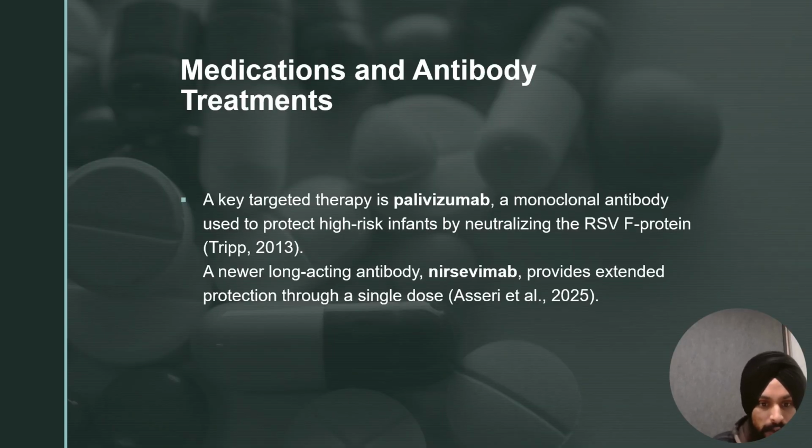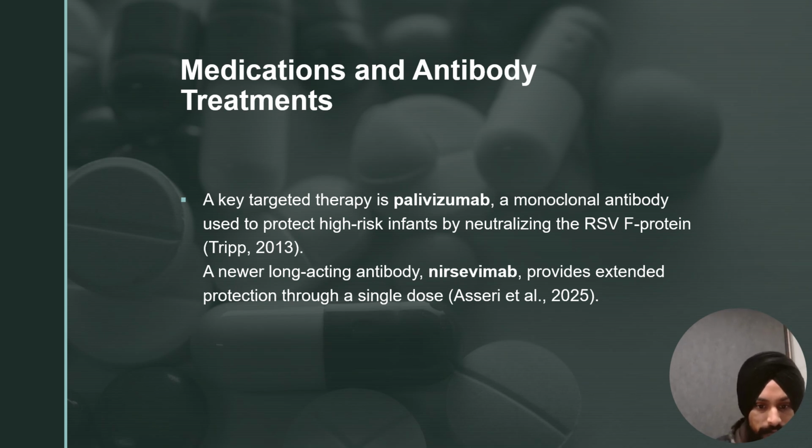Slide 10, antibody treatments. While we don't use direct antiviral medication for typical RSV infections, we do have special antibody treatments. Palivizumab is the monoclonal antibody given mainly to high-risk infants. It targets the RSV F protein and prevents severe infections. There is also a newer long-lasting antibody called Nirsevimab for protection during RSV season. These treatments don't cure RSV, they prevent severe disease in high-risk groups.